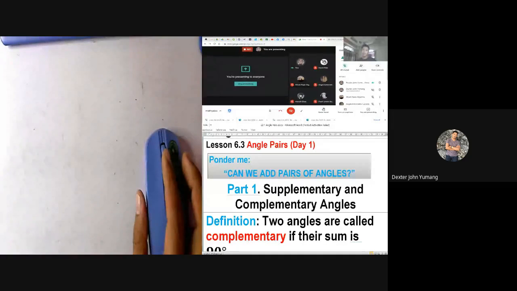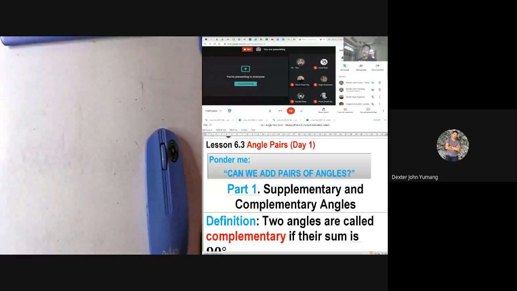Okay, what is this angle pairs all about? So when you say angle pairs, from the word pairs, meron po siyang partner. It must be two angles involved here in the angle pairs. Dalawang angles dapat siya. So part 1 of our lesson is what we call the supplementary and the complementary angles. So what are these two angles that we will be learning today?